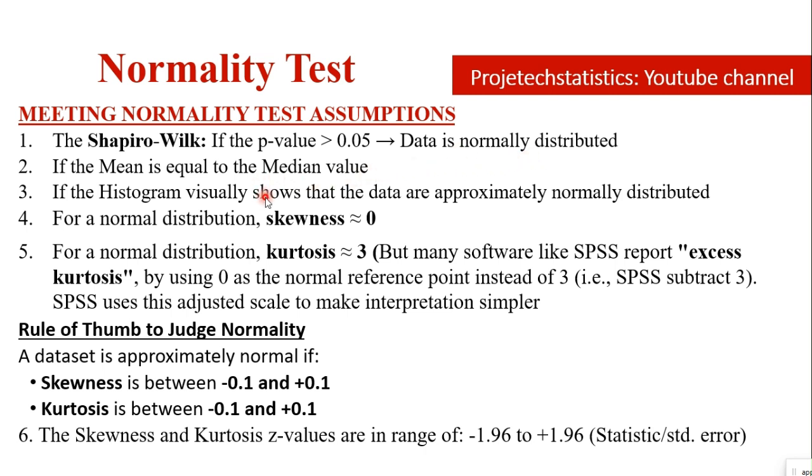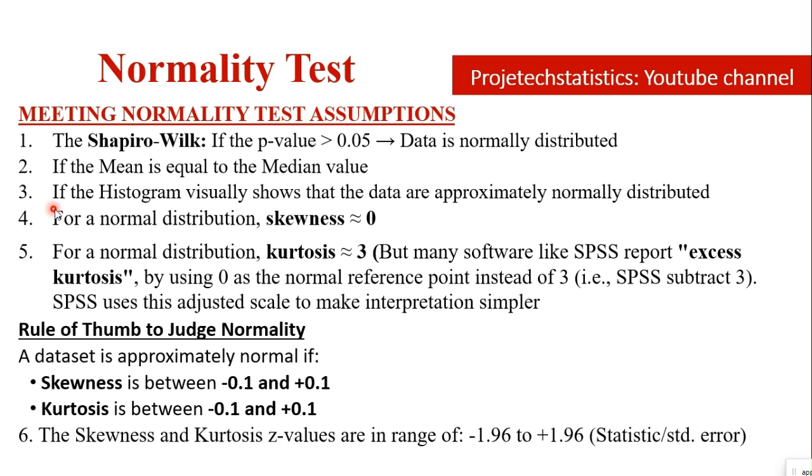Another factor you have to check is the mean. If the mean is equal to the median, then that data is normally distributed. So in your descriptive statistics, if the mean is equal to the median, you can say that that data is normally distributed. Or if there is a slight difference between them, you can also say that it is approximately normally distributed.